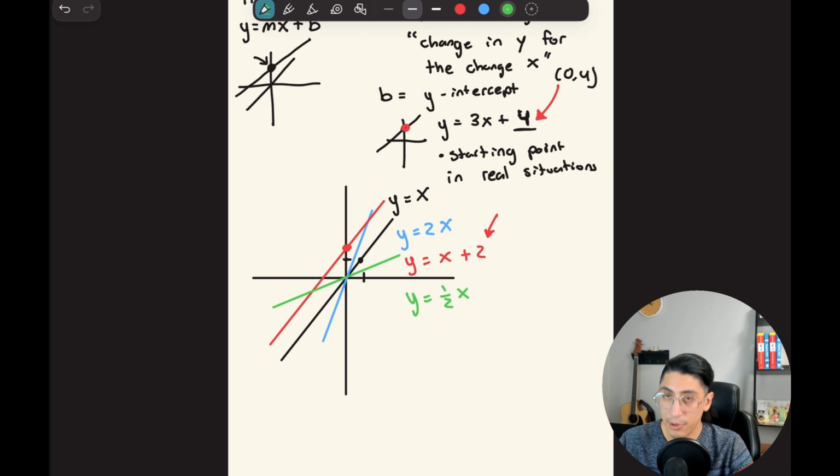So if I compare it to the black one, it's becoming more shallow. So it went from being really steep like this to now being very shallow.